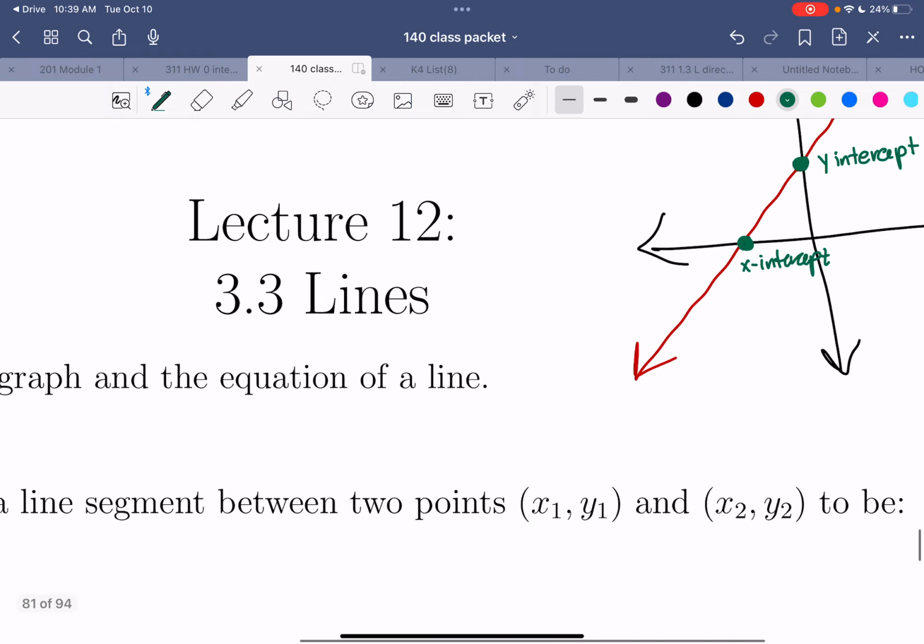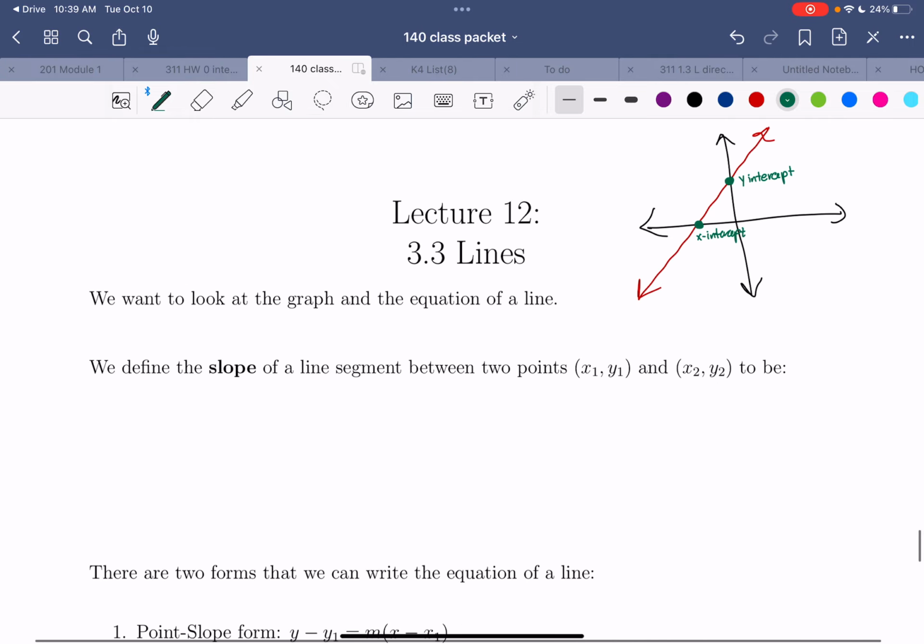The other thing that's important to talk about is the idea of the slope. So the slope of a line is very important. It is probably the most important thing about the line itself. The slope of the line has to do with how steep it is, the angle at which that happens.